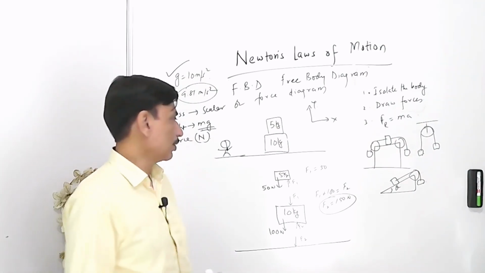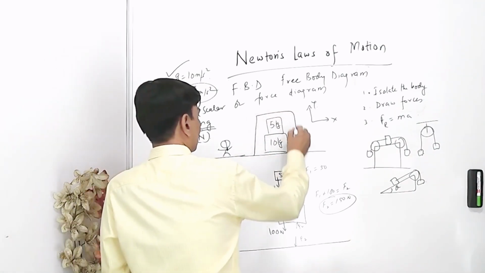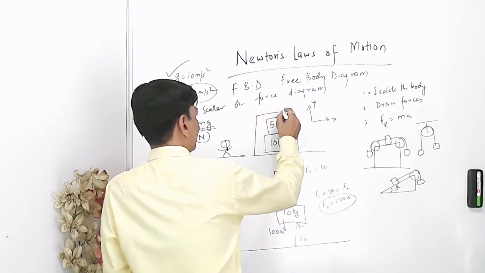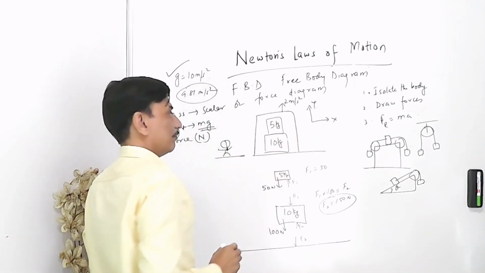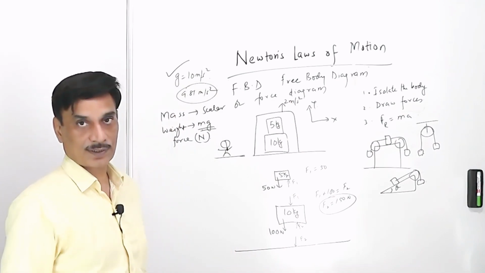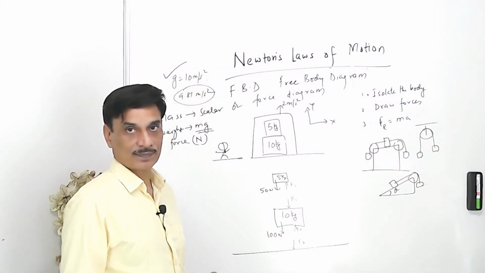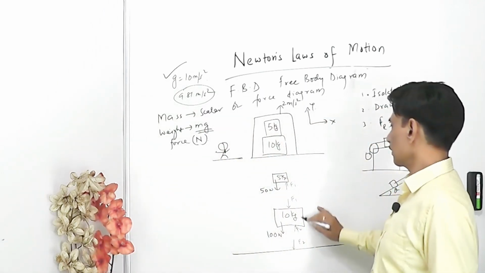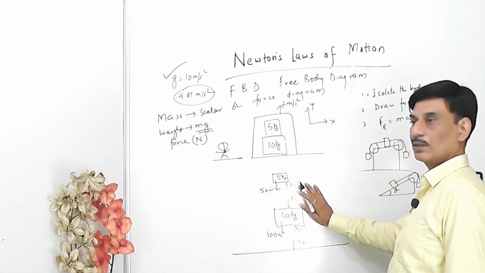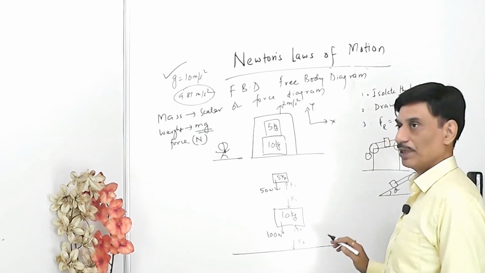Suppose in the same case, we have put this whole thing in a lift, in an elevator, and this elevator is going up with 2 meter per second square. This is accelerating in the upward direction. Now the force diagram remains the same. When we apply F equals ma, we have isolated the bodies, we have drawn the forces, and the third step is F equals ma.